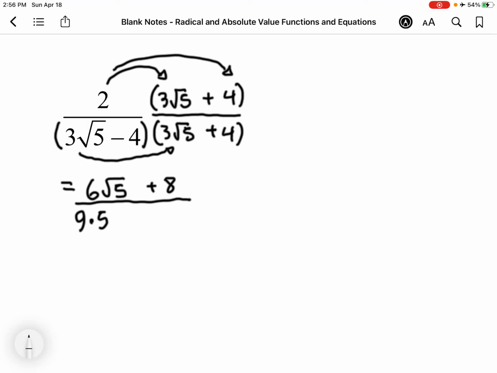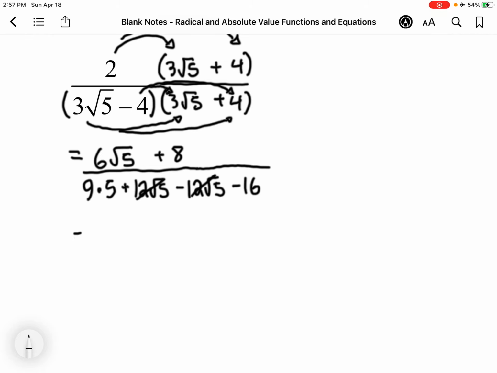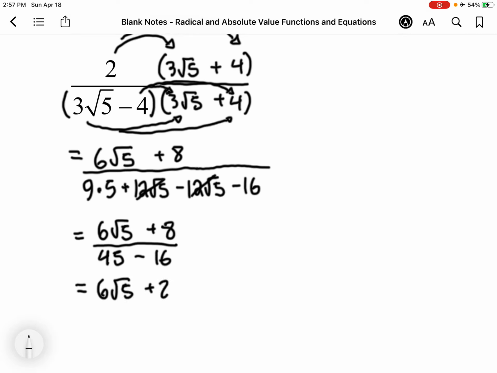Okay. And then we're going to get 3 root 5 times 4 is 12 root 5. And then we're going to get -4 times 3 root 5 is minus 12 root 5. And then we're going to get -4 times positive 4 is minus 16. So these cancel each other out. And that will give us 6 root 5 plus 8 over 9 times 5 is 45, minus 16, and so all together that's 6 root 5 plus 8 over 29.